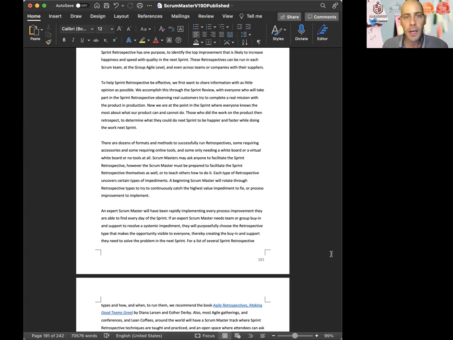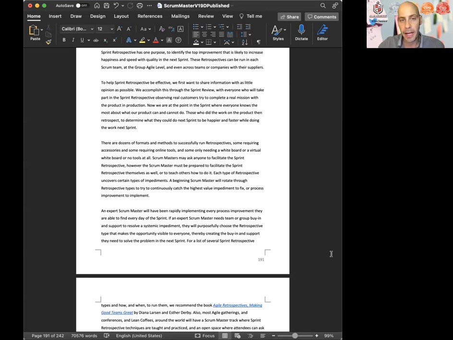To help sprint retrospective be effective, we first want to share information with as little opinion as possible. We accomplish this through the sprint review, with everyone who will take part in the sprint retrospective observing real customers try to complete a real mission with the real product in production. Now we are at the point in the sprint where everyone knows the most about what our product can and cannot do. Those who did the work on the product then retrospect to determine what they could do in the next sprint to be happier and faster while doing the work next sprint.